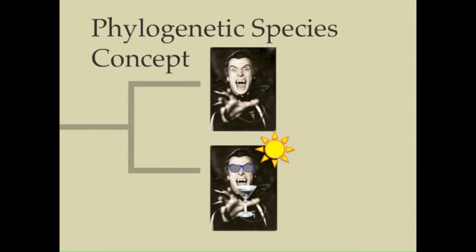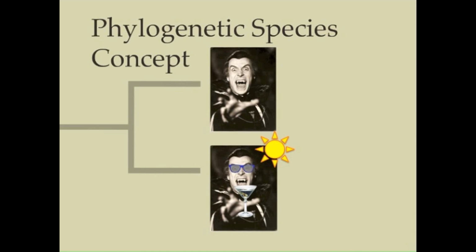This is what is known as the phylogenetic species concept. When a population has unique heritable traits that are not found in other populations, then we can consider them to be a different species. This concept is often applied to asexually reproducing organisms, like vampires and bacteria, but it can also be applied to sexually reproducing organisms as well.